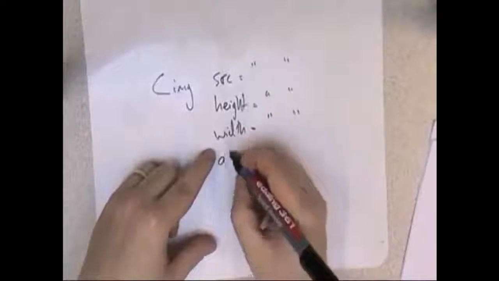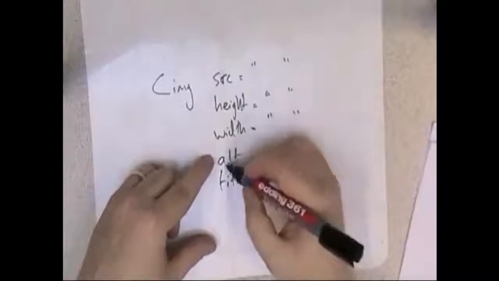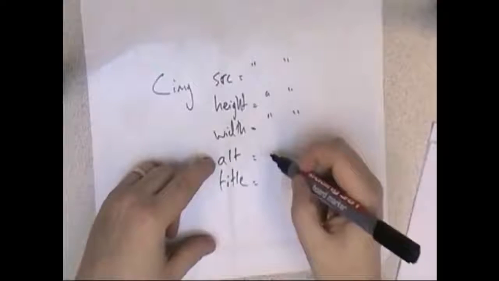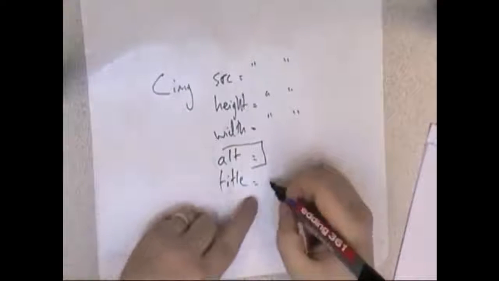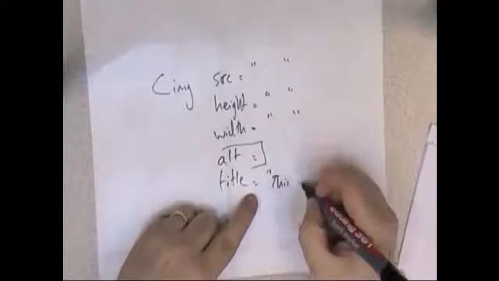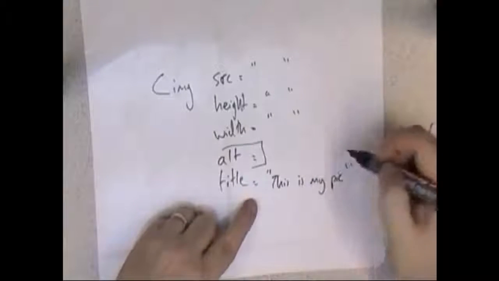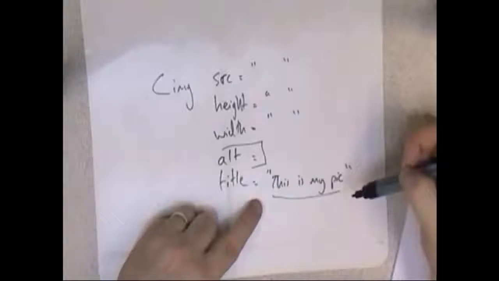You've also got things like alt and title. Alt is alternative. That's an accessibility thing, so that if you've got a screen reader for somebody who can't read the screen for any reason, that could be useful, or if the picture doesn't load properly. And title is your hover text. So if you put the title, this is my picture, and then you load the page and put your mouse over it and just leave it for a second, that message will pop up.